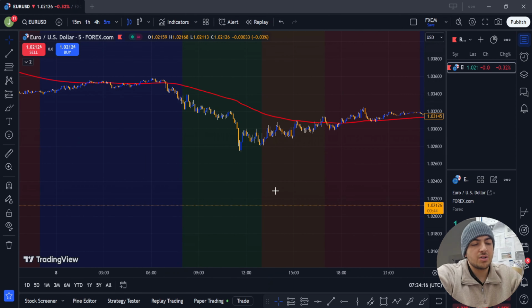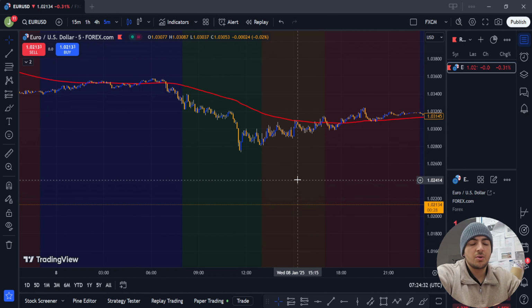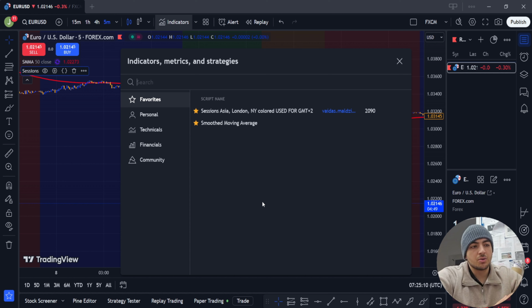Now if you take a look at each time zone, they have all their own characteristics. And what I'm going to ask you to do is to go on your own chart, use this indicator, which I'll now pull up so you can screenshot, and try to see for yourself the different characteristics each market has. Now the indicator is called Sessions Asia London New York Coloured, used for GMT +2. This is good for if you're in the UK. If not, you can always change the time in the settings.